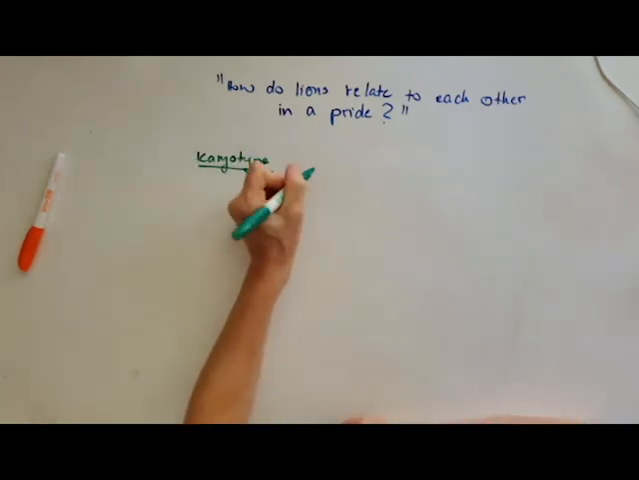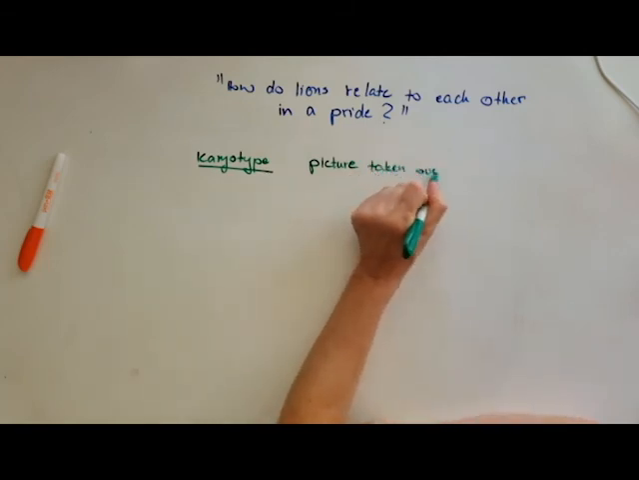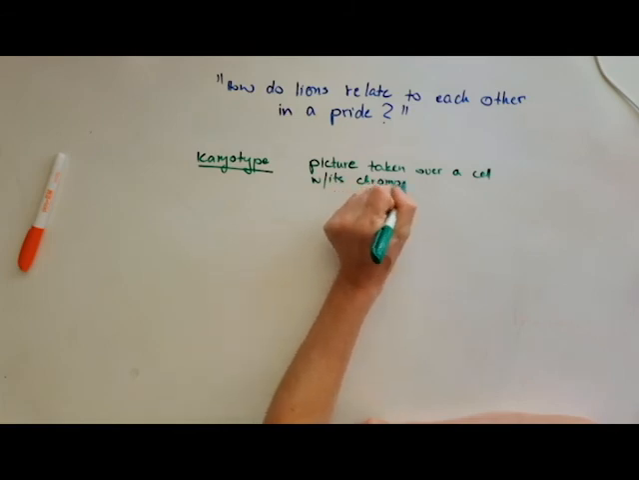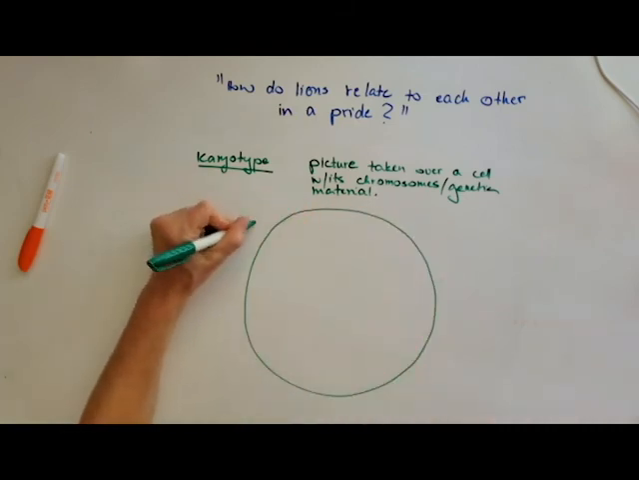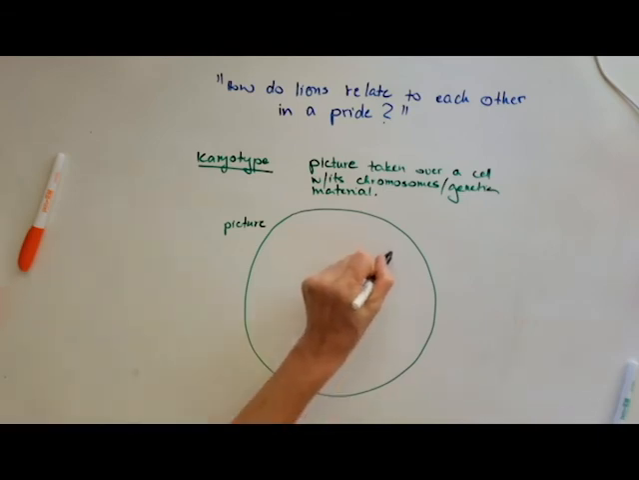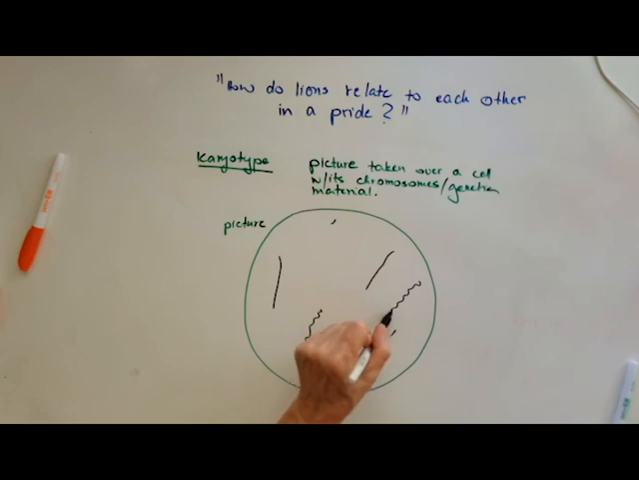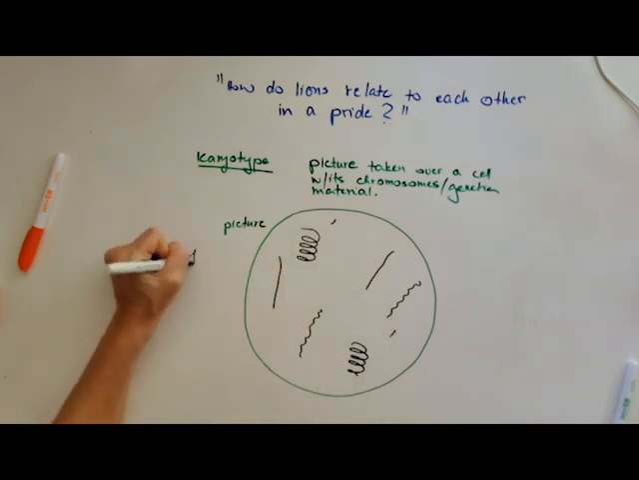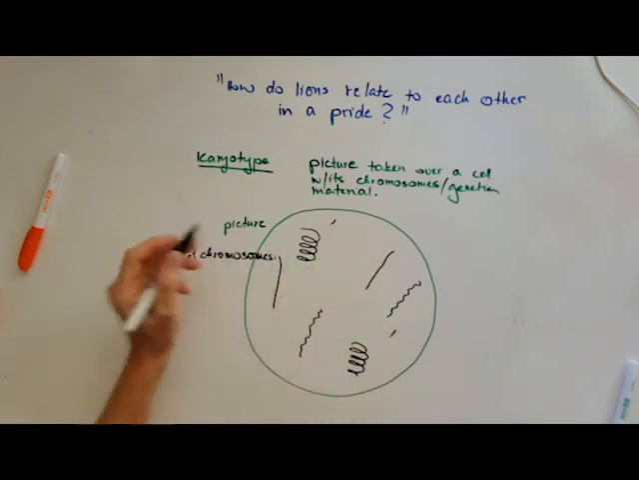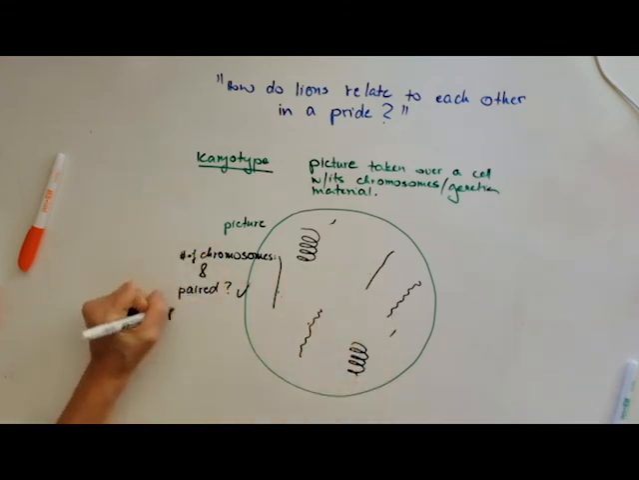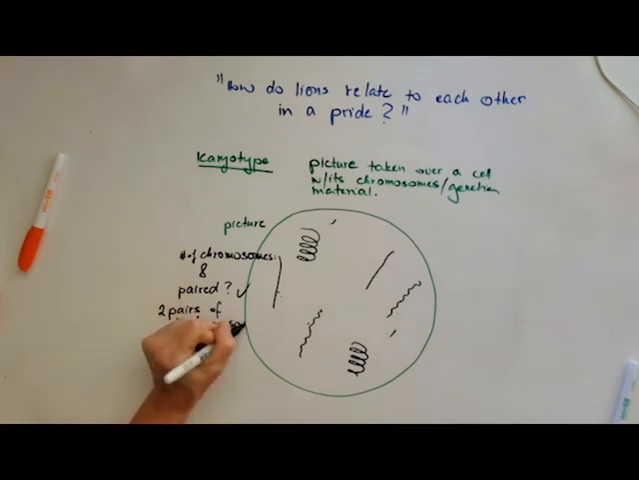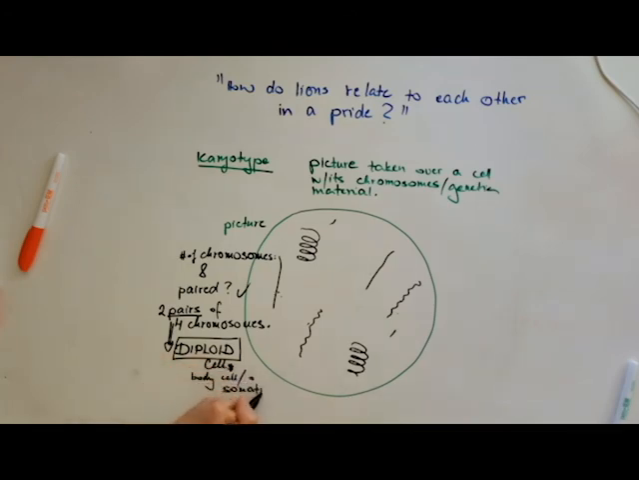And the last topic is the karyotype. A karyotype is a picture that was taken of a cell with its chromosomes, its genetic material. So here is the picture that we take with a microscope, and we will have different shapes and lengths of genetic material. What we can count is we have 8 chromosomes. They are paired up because of similar shapes, and we can say that this cell has 4 pairs of chromosomes, and because it's paired, it's a diploid cell, a body cell, or we can call it somatic cell. And that's the end for this video.